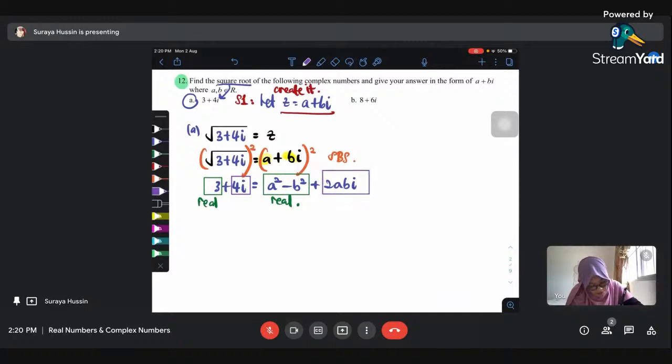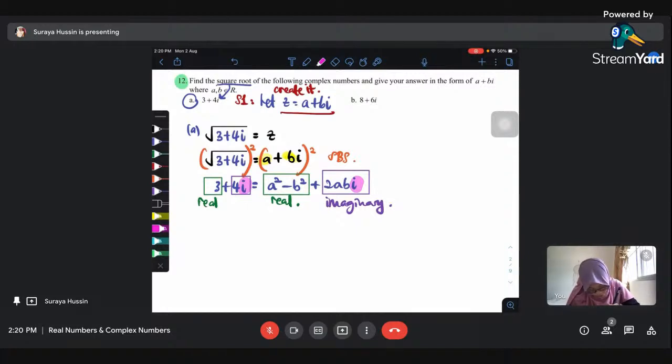What do we call this part? We call this part the imaginary part, okay, sebab dia ada huruf i. Okay, sebab itulah. Yeah, thank you.